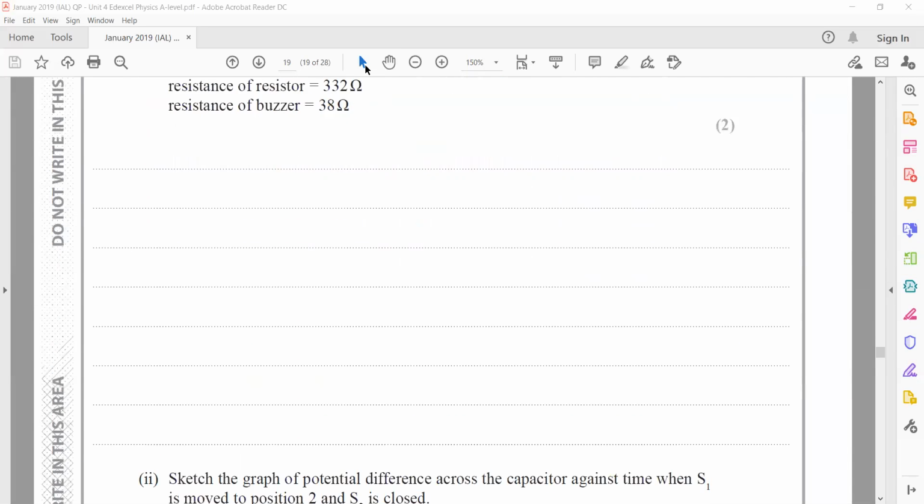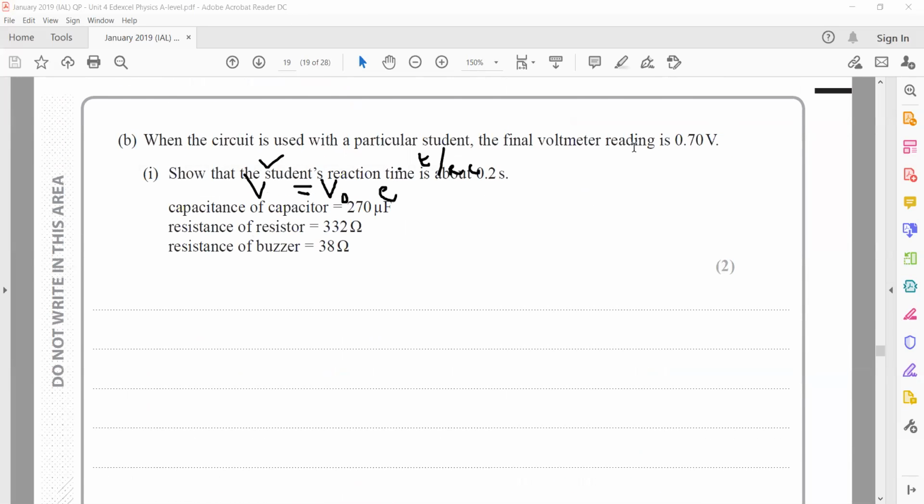And we will use the formula. I will not do the calculation, I will just mention how we will use it. So V is equal to V naught e raised to the power minus t over RC. You have the V that's given in the question, 0.7.